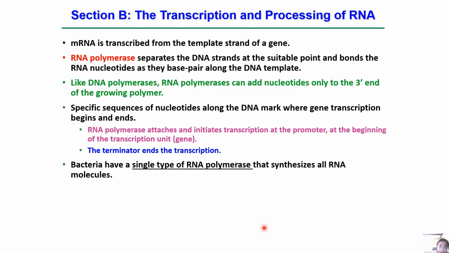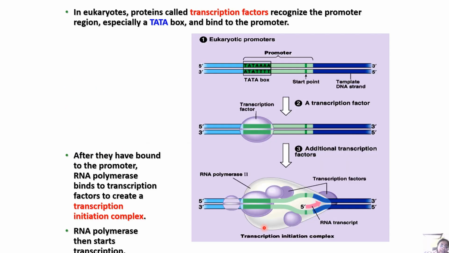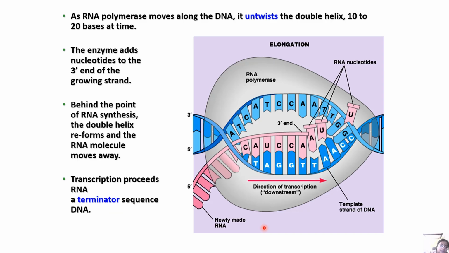Bacteria have a single type of RNA polymerase that synthesizes all RNA molecules. And eukaryotes have 3 RNA polymerases, 1, 2, and 3, in their nuclei. RNA polymerase 2 is used for mRNA synthesis. So in eukaryotes, proteins called transcription factors recognize the promoter region, especially a TATA box, and bind to the promoter. After they have bound to the promoter, RNA polymerase binds to transcription factors to create a transcription initiation complex. RNA polymerase then starts transcription.